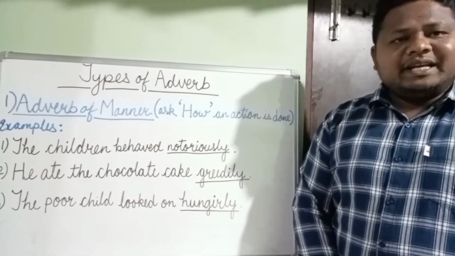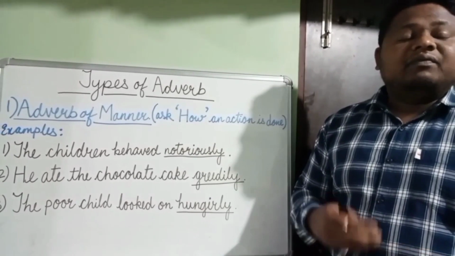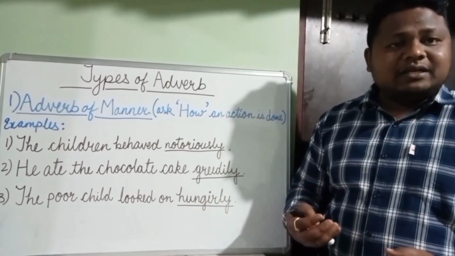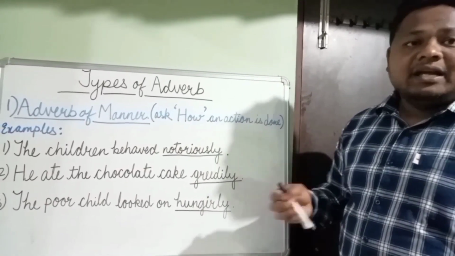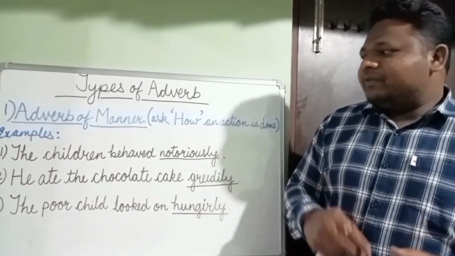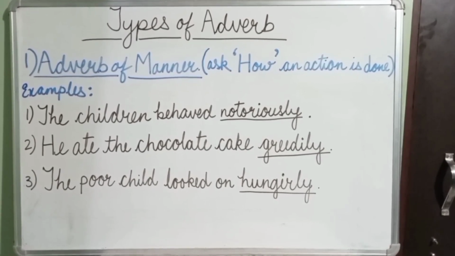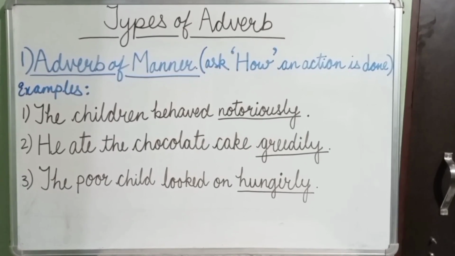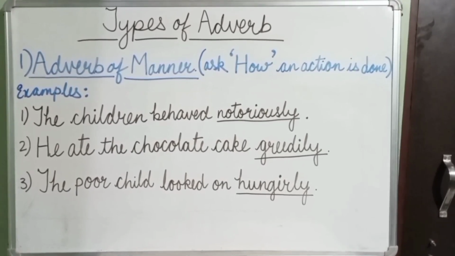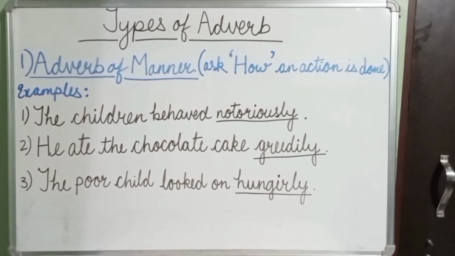Now, let us get back to adverbs of manner. Here, the words which give the answer to our question how an action is done are adverbs. For example, the children behave notoriously. If I ask a question, how did the children behave? We get the answer notoriously. So, notoriously is our adverb.